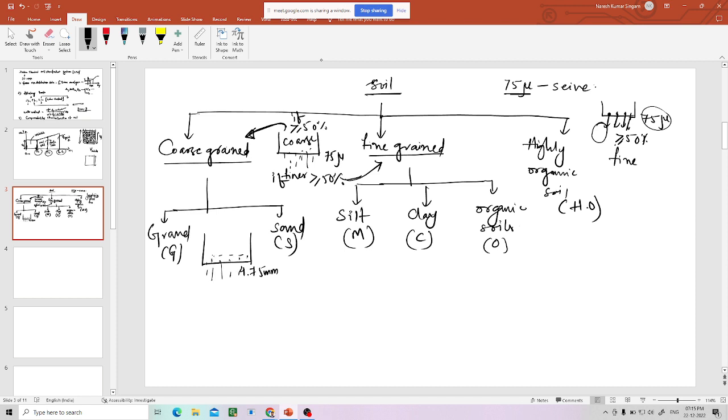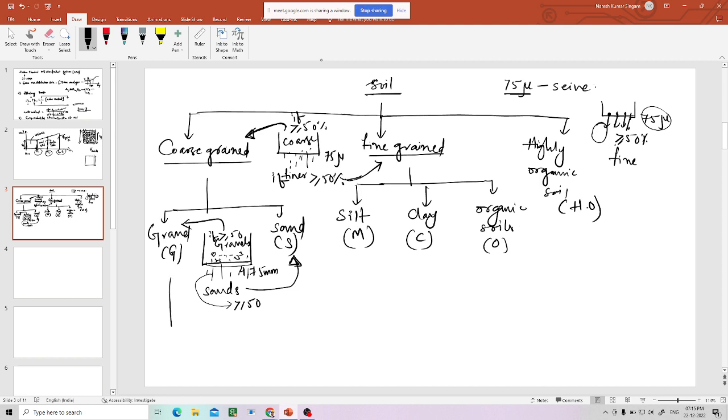Okay, some will pass, some will stay here. Now these are gravels, these are sands which are passing. If the percentage finer is greater than 50, you can tell the total soil is sand. If this is greater than 50, you can tell the total soil is gravel. Now you understood how to divide this and this.